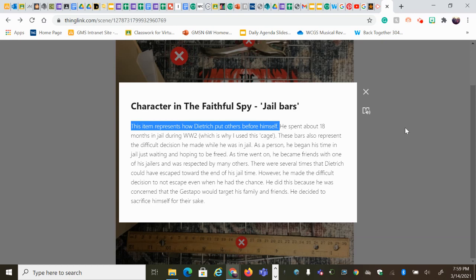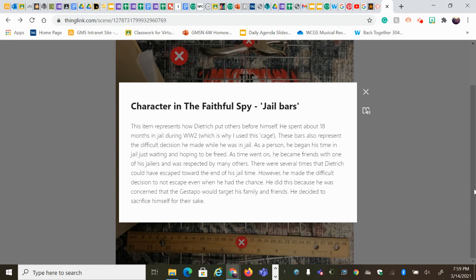If you want, you can totally steal this structure of this sentence. You can start with this item represents and then fill in the blank. That's totally fine. And then you'll notice that I have a lot of detail here. So I'm going to read through and then we'll talk about it.